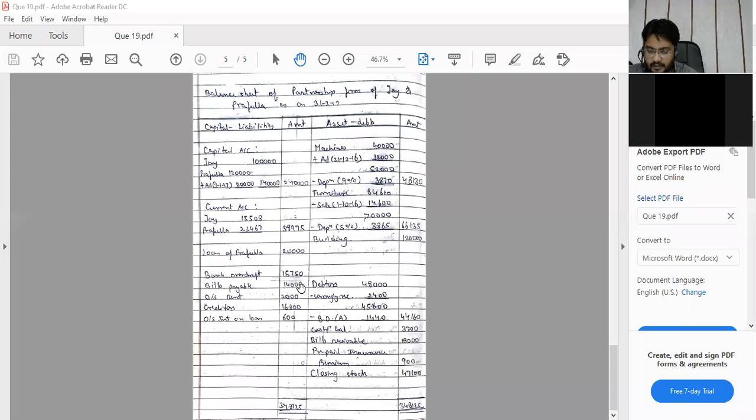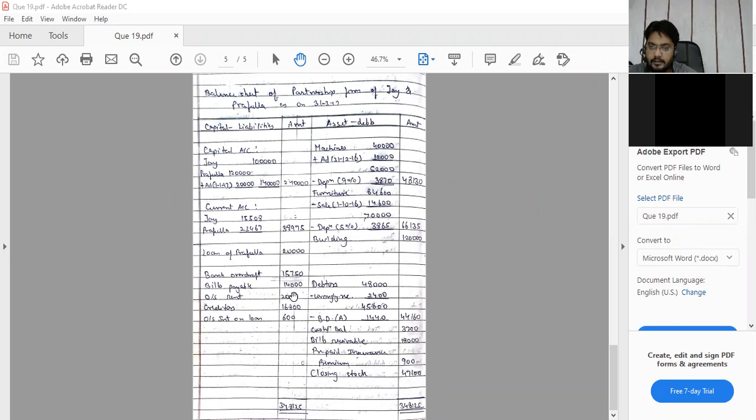Then bills is given. On the debit side, we have bills receivable. Write on the asset side bills receivable 18,000. On credit side, we have bills payable. So write on the liability side bills payable 14,000.